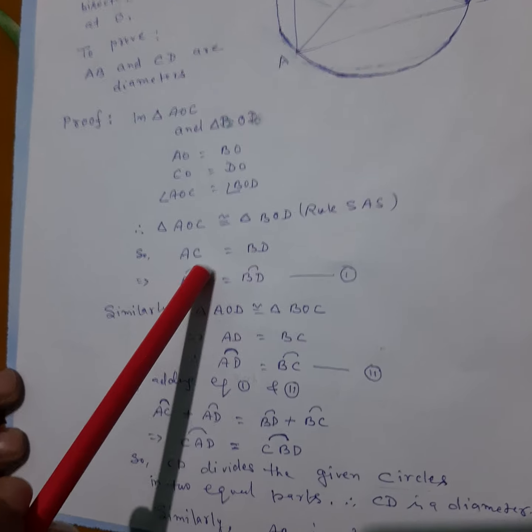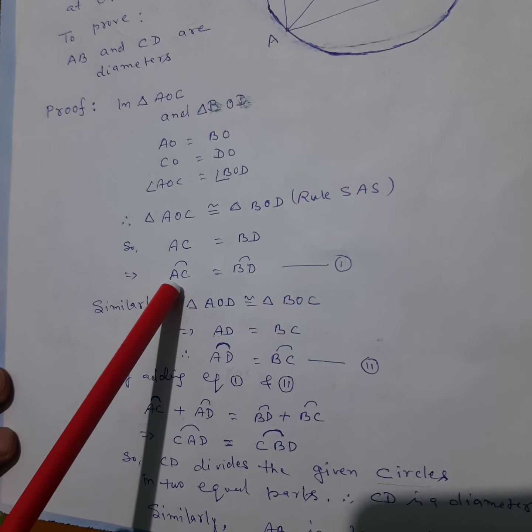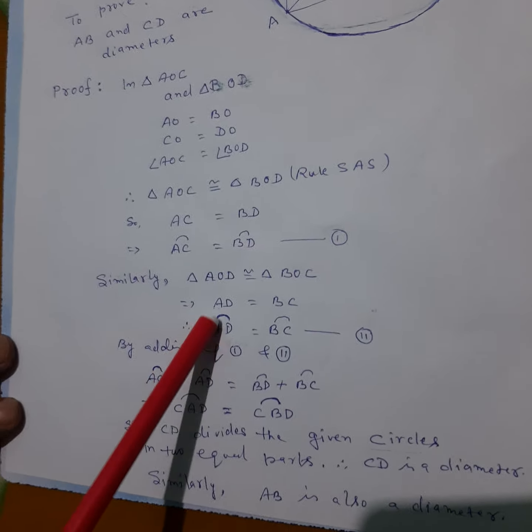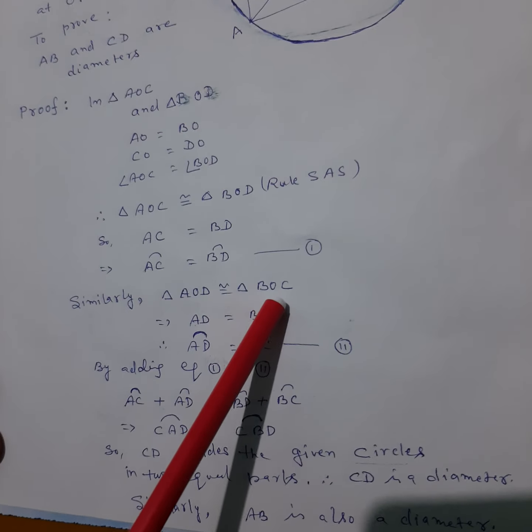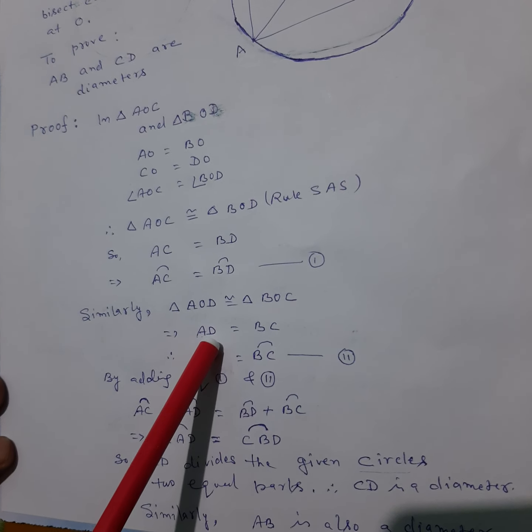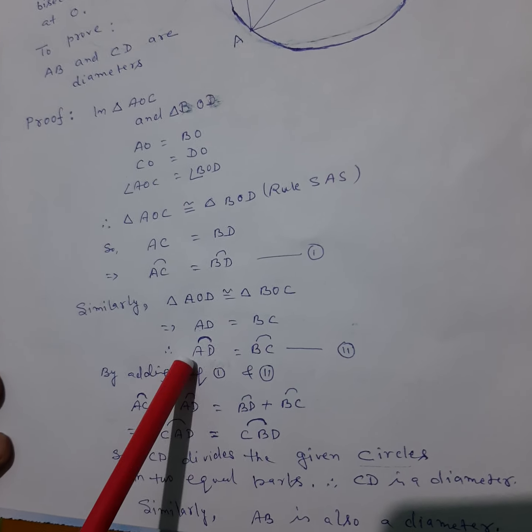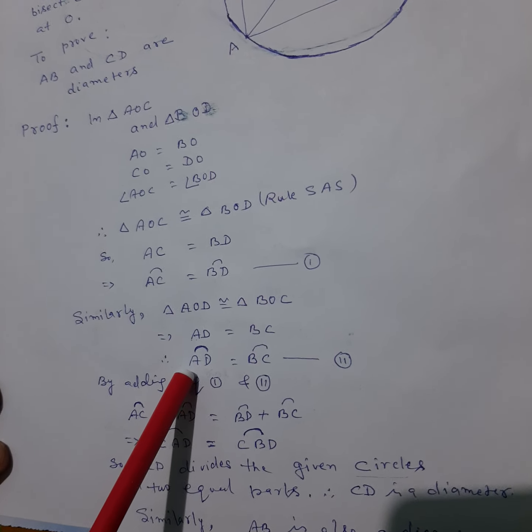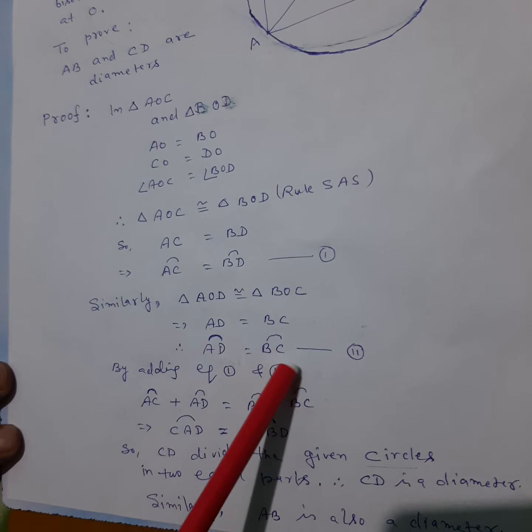SAS. Therefore AC equals BD, so chord AC equals chord BD. Similarly, triangle AOD is congruent to triangle BOC. Therefore AD equals BC. So arc AD equals arc BC.